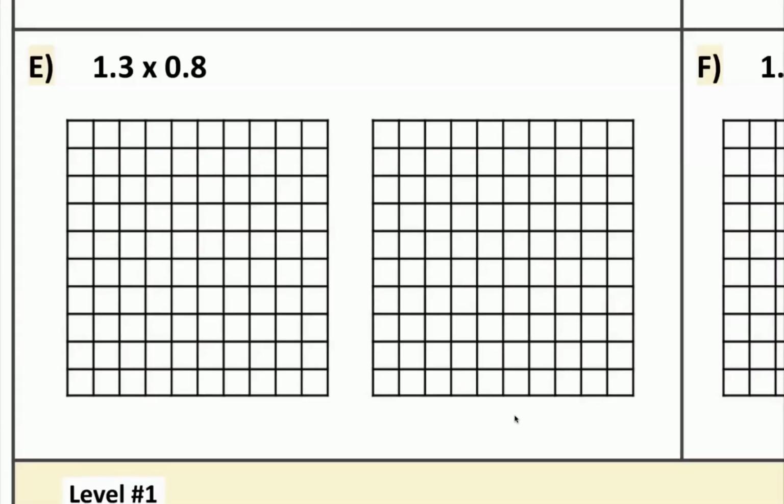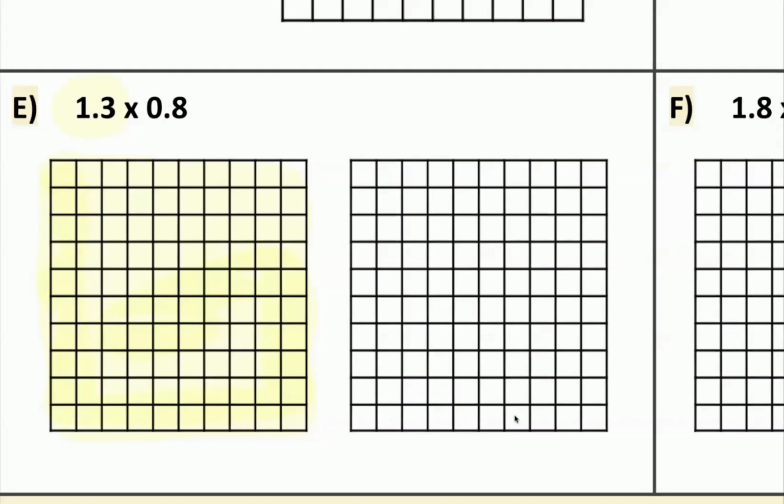You're going to complete the rest of page 2 on your own, but before you do, I want to do problem E with you because it's a little bit different since we have over a whole, we have 1.3. So we'll do this one together and we're going to treat it similarly. Okay, so we're going to shade 1 3/10. Remember, you can always pause the video if you need more time. So here I shaded 1. I'm going to shade 3/10 of our next grid because remember we have over a whole and 1.3, 1 3/10.